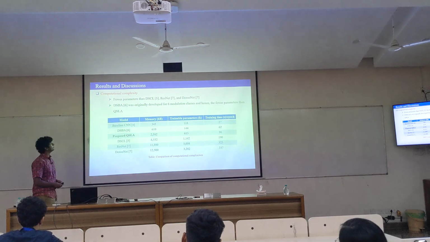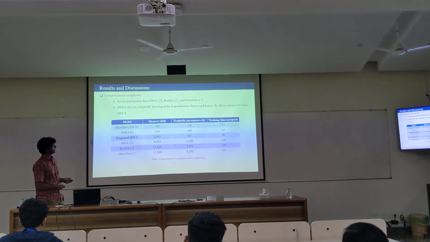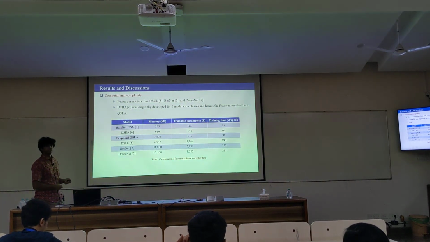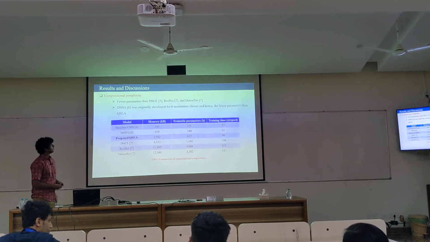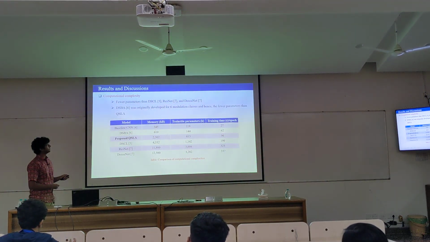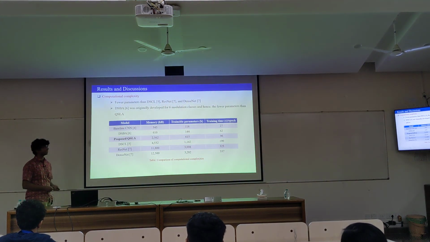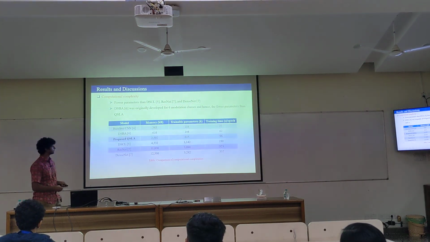Now, if we take a look at the computational complexity, we are using fewer parameters than the dual stream CNN LSTM, ResNet, and the DenseNet models. For an explanation of the DSBA model, we are saying that the DSBA model was originally proposed only for 6 modulation schemes, and hence it is using fewer parameters than QSLA.